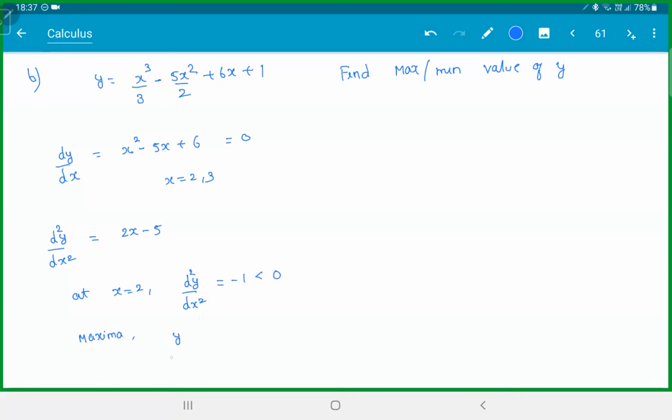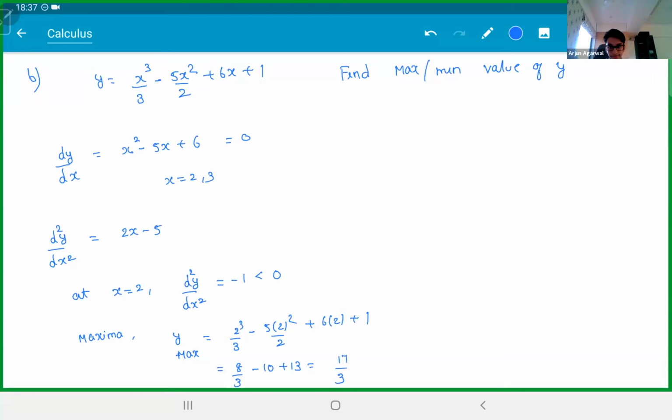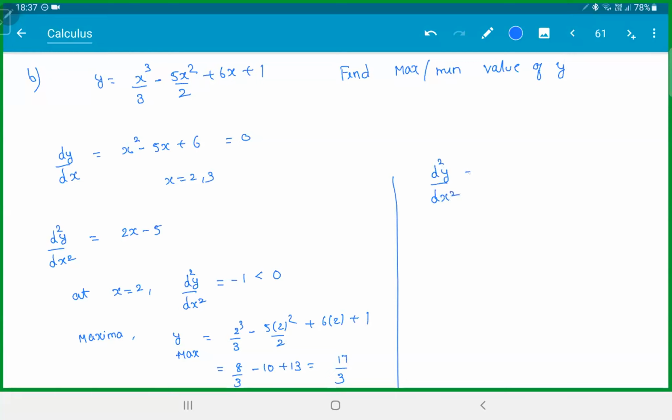So y at x is equal to 2, y max will be, substitute that, 2 cube by 3 minus 5 into 2 square by 2 plus 6 into 2 plus 1. How much is this? 8 by 3 minus 10 plus 13, 17 by 3. Yes, sir. That is the maximum.